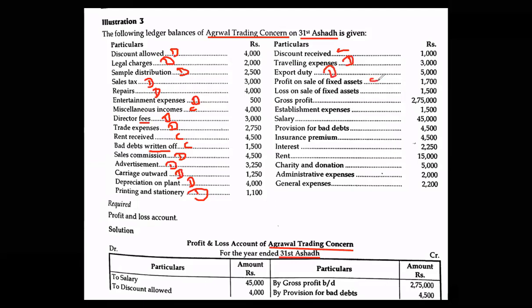Profit, you write in the credit, right? Loss is the debit for you, right? Gross profit is always in the beginning. If you can see over here, always remember to write this first. It should be in the beginning, right? By gross profit, this has to be there.